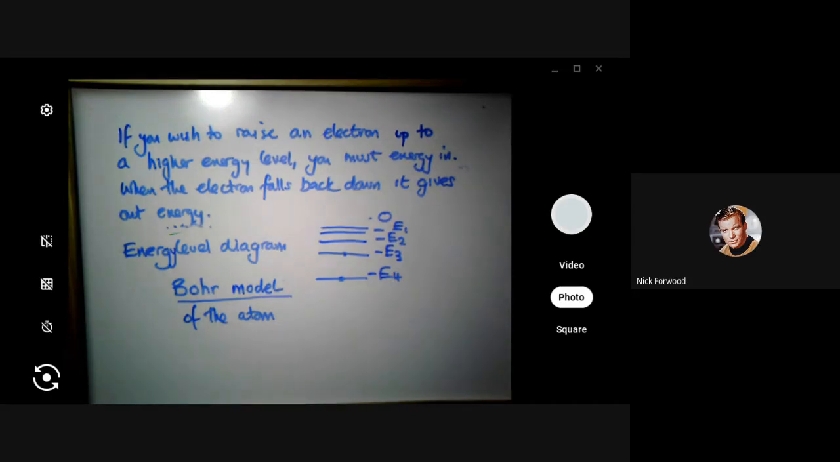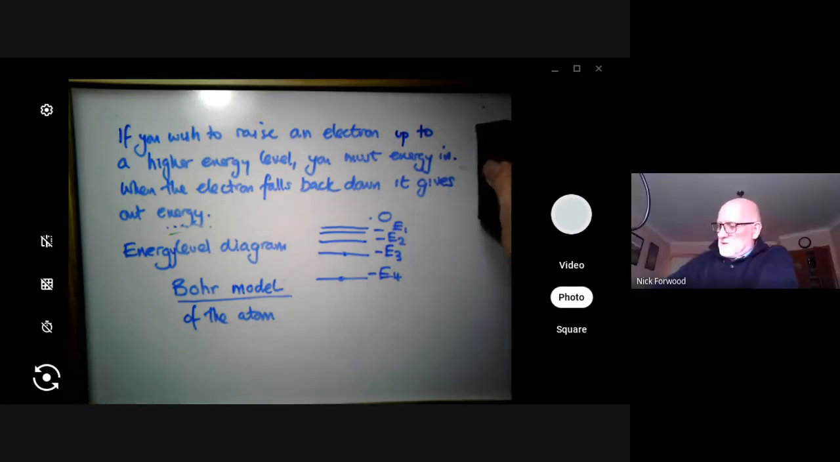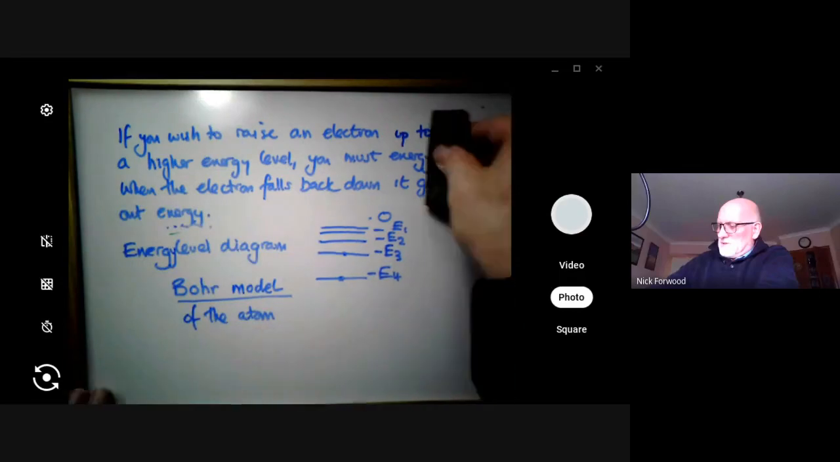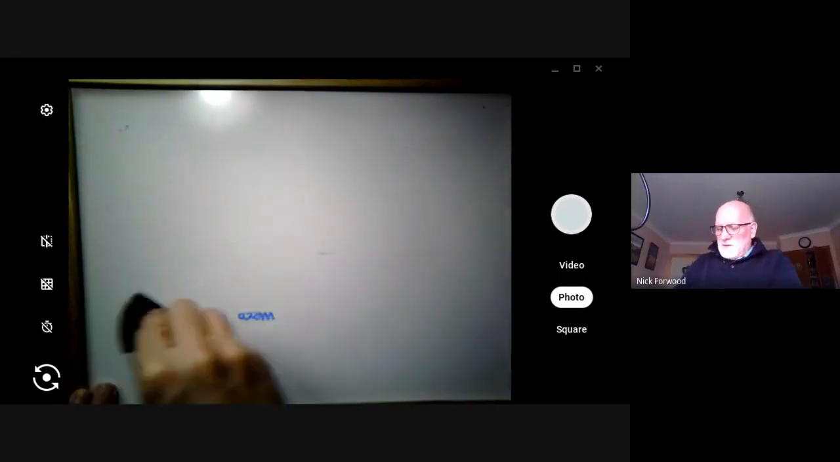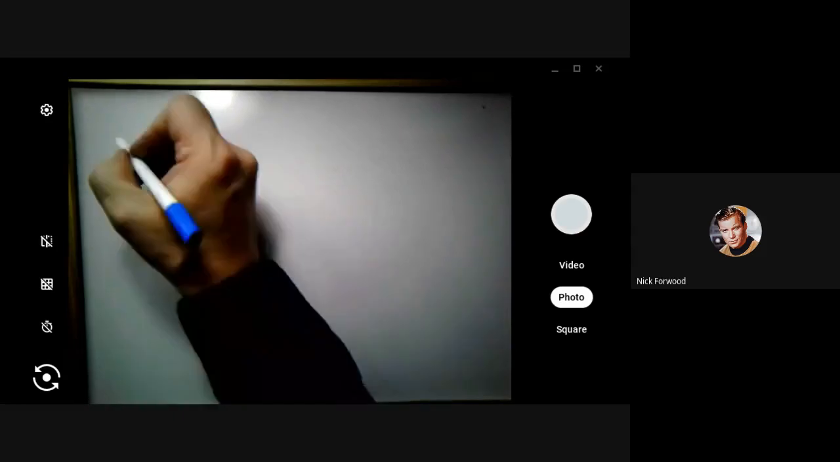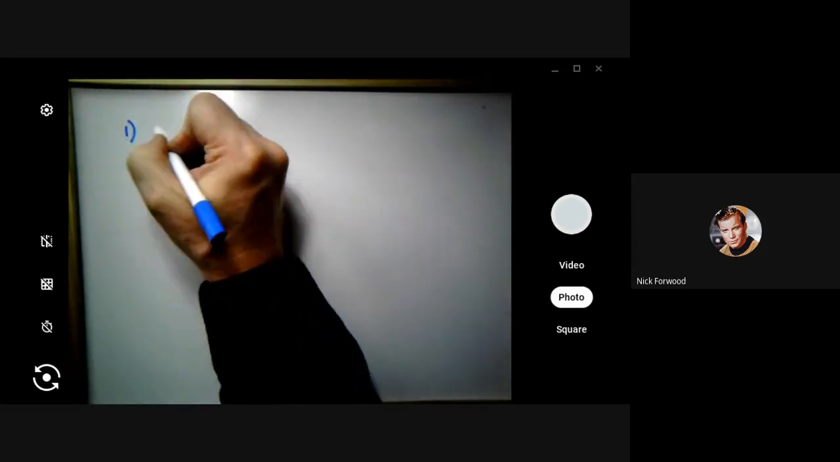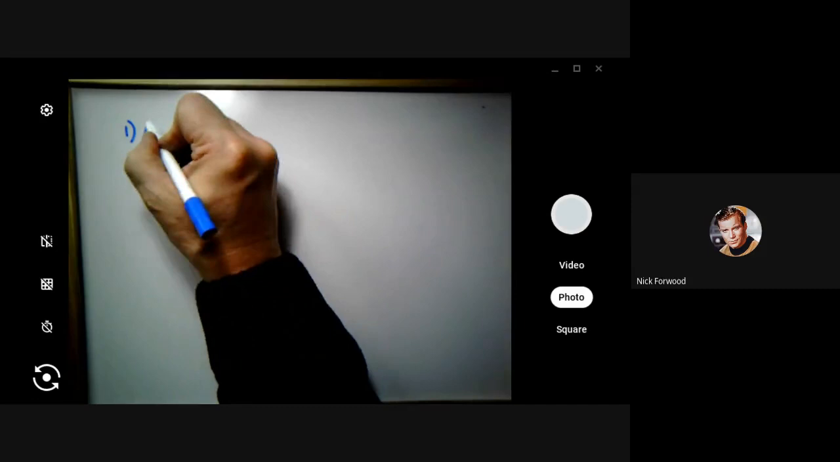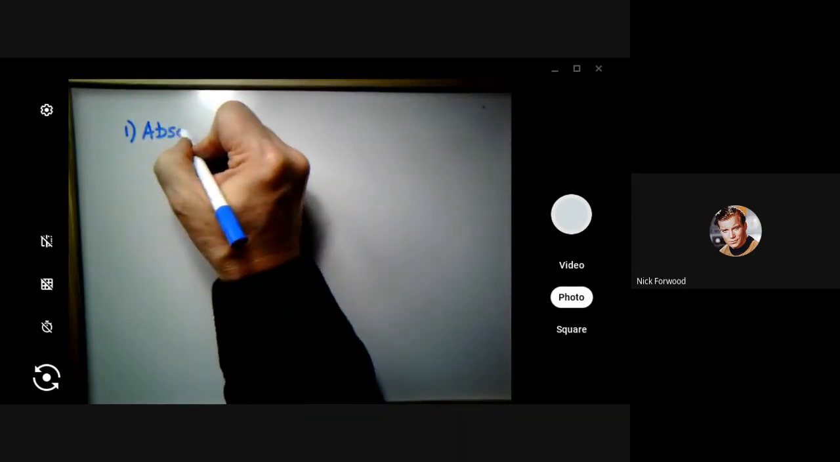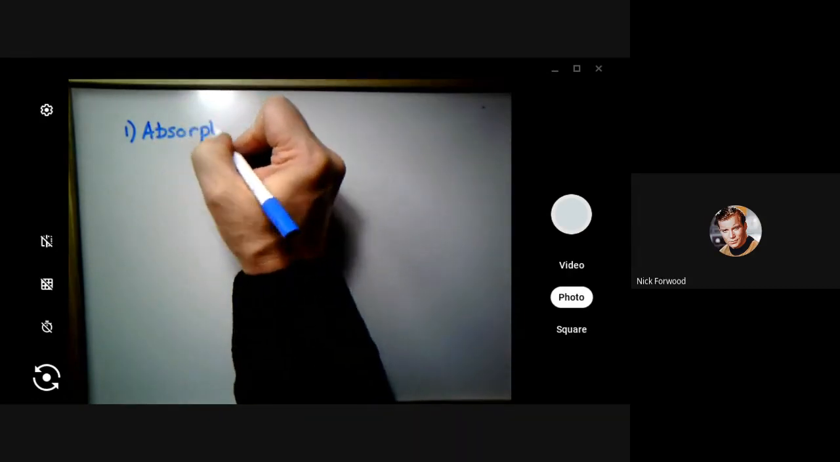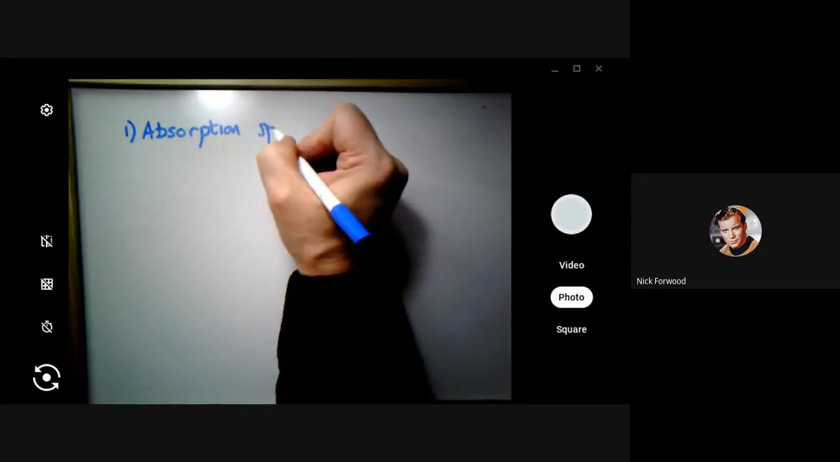Okay, so let's move on a little bit. And how does this relate to these things called spectra? We're going to come back to this. This is key to this whole subtopic. Okay, and there are a number of different types of light spectra that we need to look at. And the first one we could look at, I'm just going to do a very brief overview, is something called an absorption spectrum.